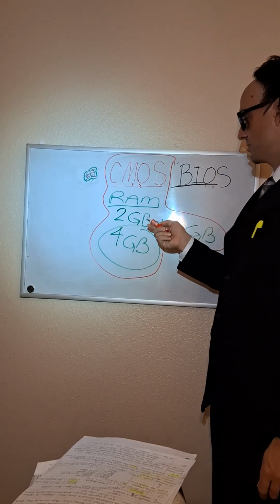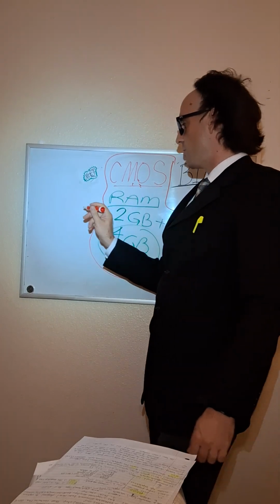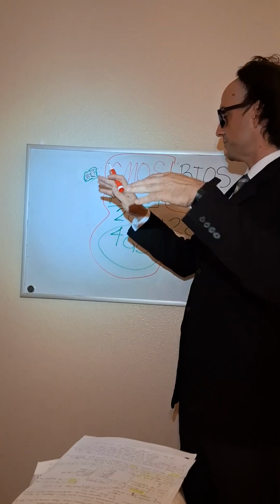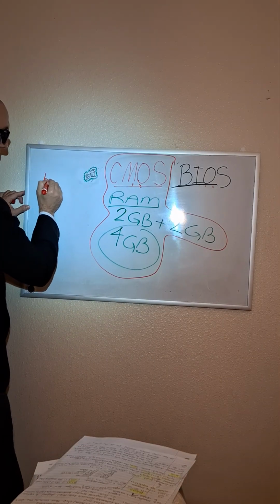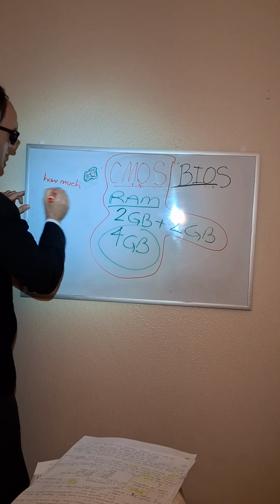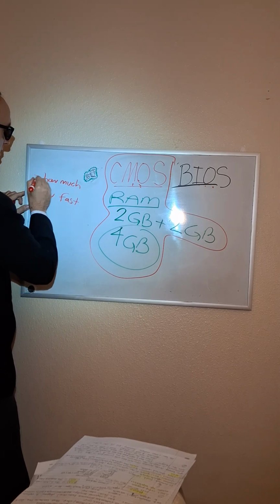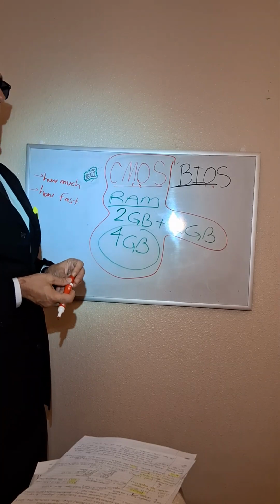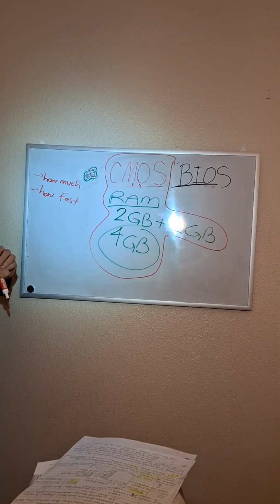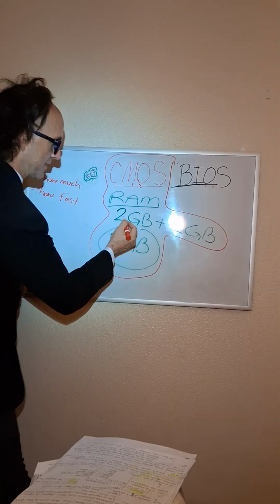But the CMOS is an inventory list. Remember we talked earlier how whenever the boot starts up, the CMOS has the inventory of how much, how fast the different components on the computer are: how much RAM you have, what type of RAM it is, how fast is the RAM.